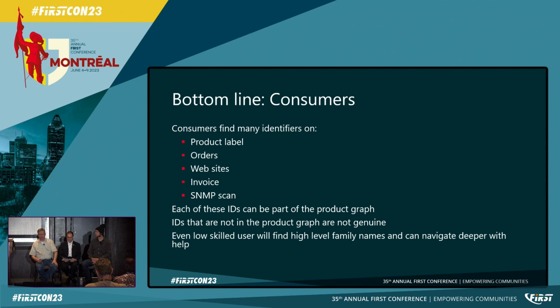For consumers, they might find identifiers on product labels, order papers, website invoices, S&P scans. So they take a device, they see 5 different numbers, and normally they type it in Google. So what is this product? They put the number in Google. They should not. They should be able to find those identifiers in the vendor product graph. And that's basically it.